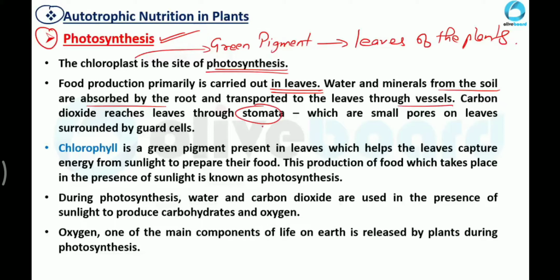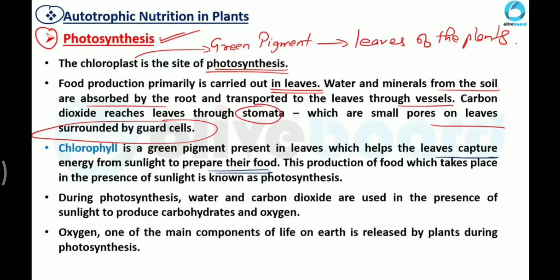Okay, and the stomata are also present in the leaves, which are small pores on leaves surrounded by guard cells. Now, what is chlorophyll? Chlorophyll is a green pigment present in the leaves, which helps the leaf capture energy from sunlight to prepare their food. This production of food, which takes place in the presence of sunlight, is known as photosynthesis.